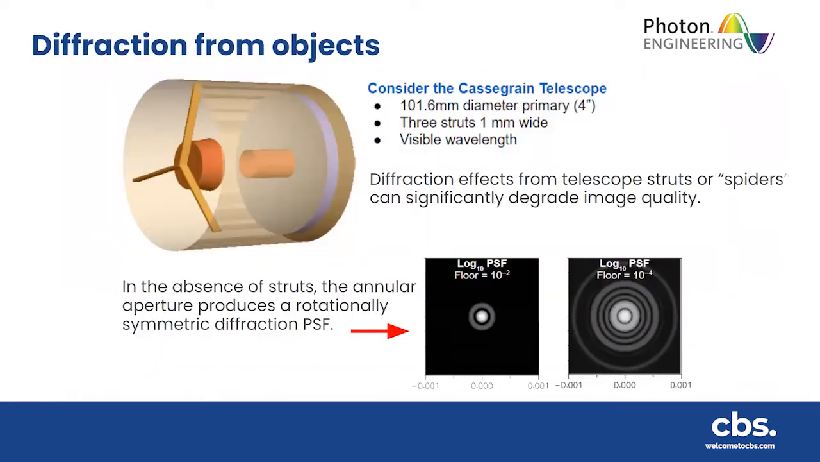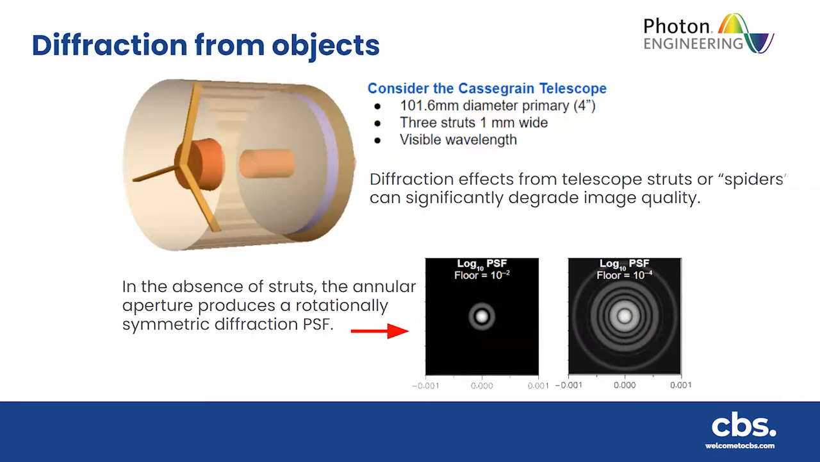Looking at a slightly different example, but with the same message, here is a very simplistic, representative version of a Cassegrain telescope with some housing. The interesting thing here is the 3 struts that are in place for the secondary mirror. Diffraction around those struts can also cause image degradation on the detector. So let's show how we can do that as well. Without the struts, if we just do a ray trace with the secondary mirror magically floating in space, the PSF is very simply rotationally symmetric. So that's as you expect.